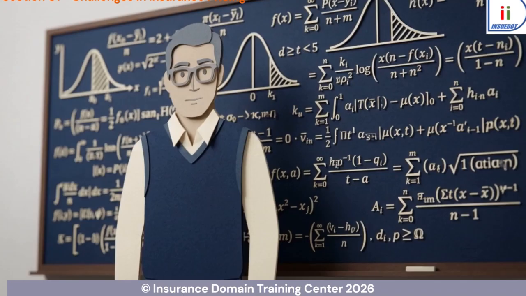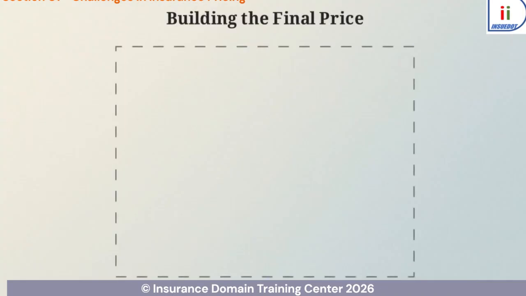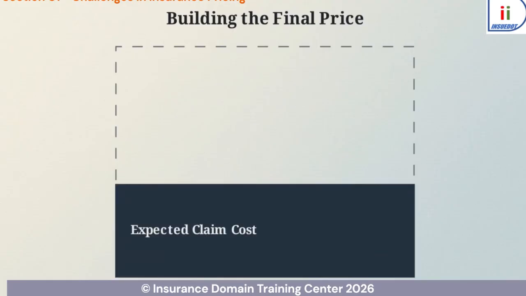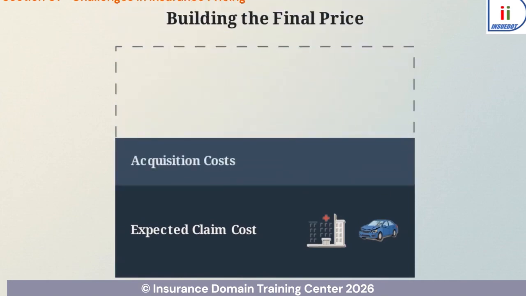The people tasked with predicting this future are specialized math experts called actuaries. Actuaries do not guess. They carefully build a safe final price by calculating 4 distinct elements. The first element is the expected claim cost. This is the estimated amount of money the company expects to pay out for actual events like medical bills or car repairs. The second element is acquisition costs.